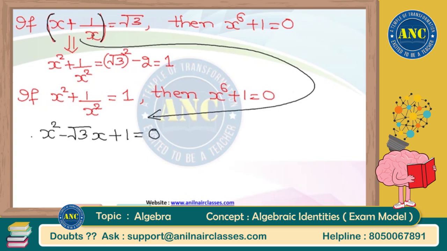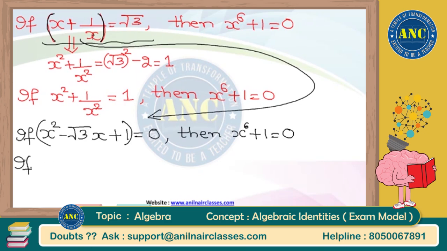I can also write it as a quadratic equation. Then this condition also will be true. Then the same condition holds good: x power 6 plus 1 equal to 0. That means the same equation, I wrote it in this format by taking the LCM and shifting here and there, sir. Nothing else. And I can also write it in another format.